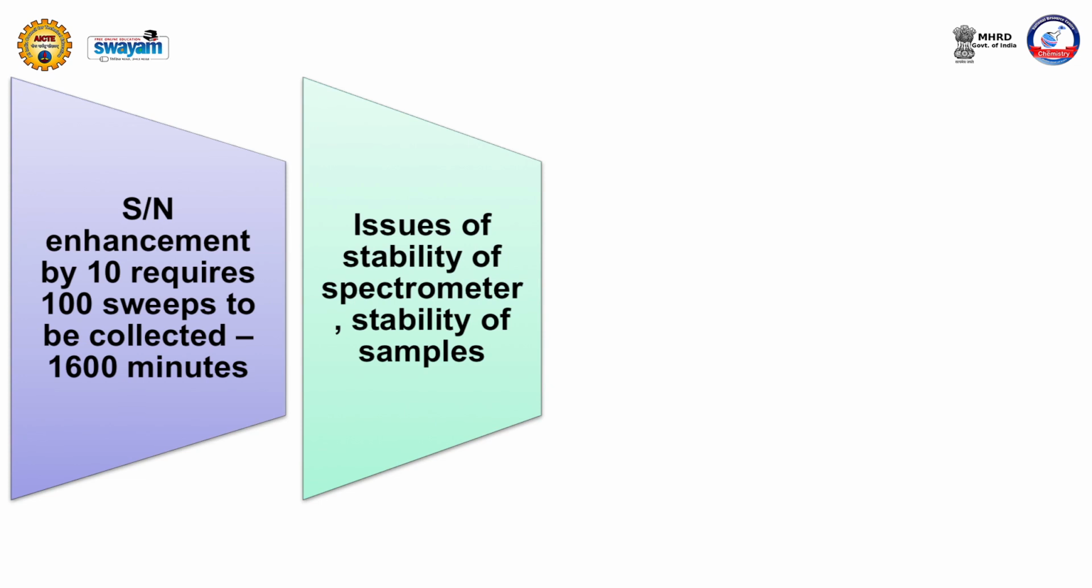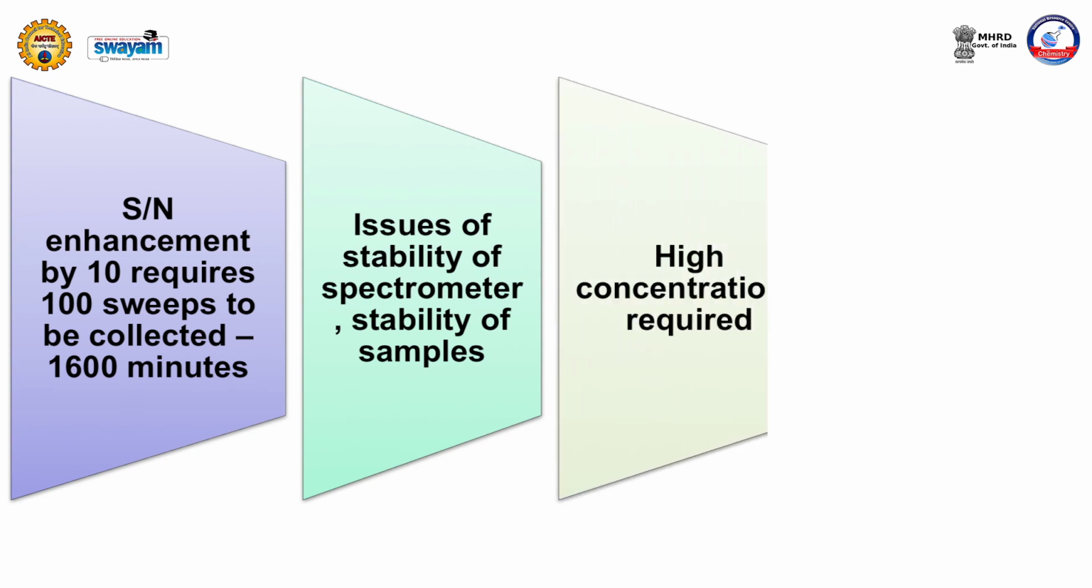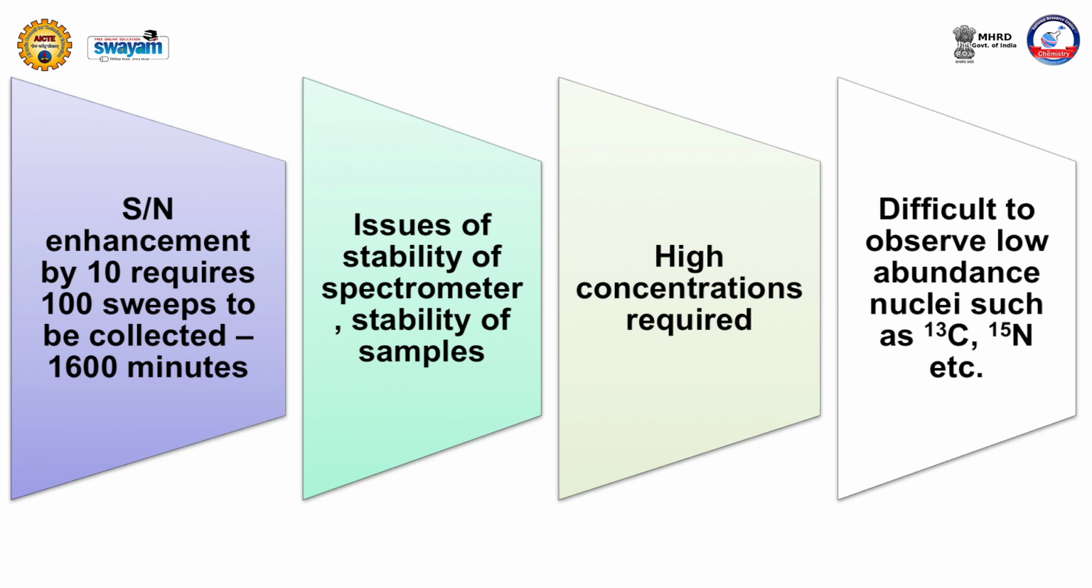And then when you could not have that, you have to have high concentrations. High concentrations means several hundreds of millimolars of sample will be required, but then the solubility will be a problem at that point, and therefore it was difficult to observe low abundance nuclei such as carbon-13 and nitrogen-15. Now remember, carbon-13 is only 1.1% in natural abundance. Nitrogen-15 is 0.37% in natural abundance.